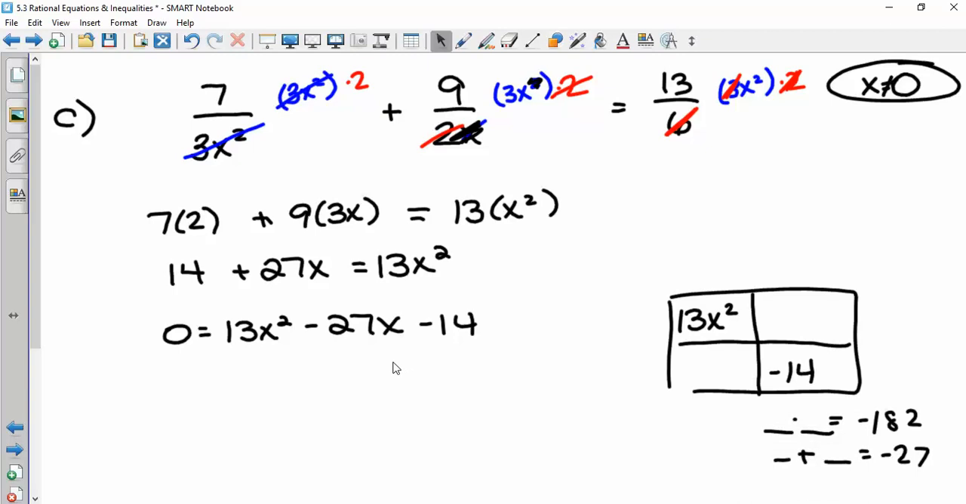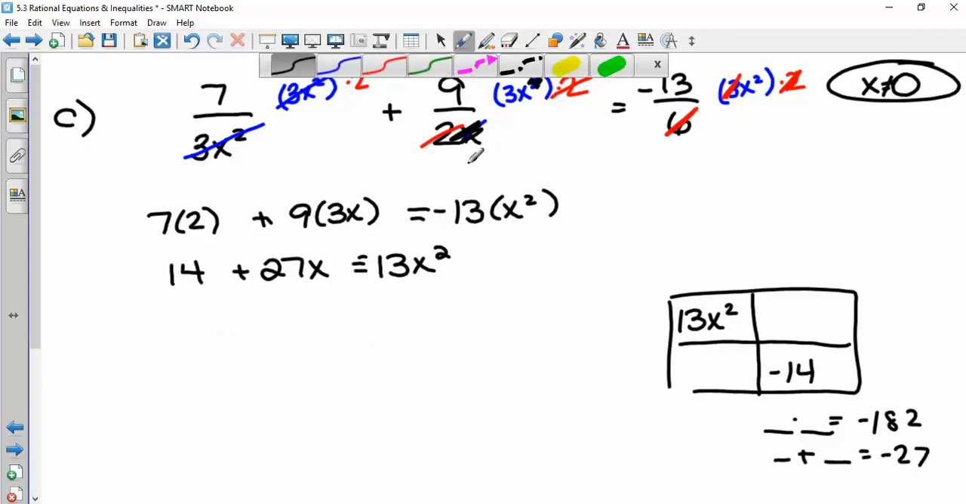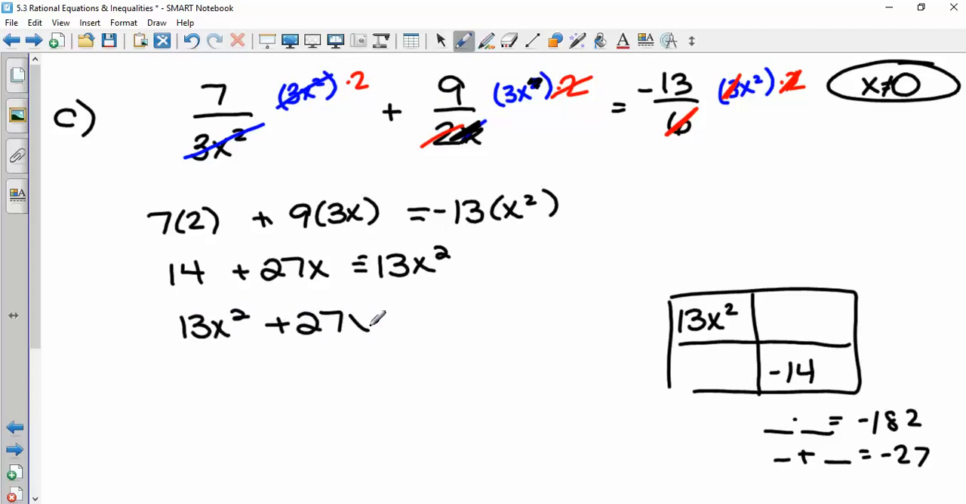Can I make a change to this problem? Because this isn't going to work and I really intended this problem to work nicely. Can I add a negative on my 13 right here in the original problem? That would make it a negative 13x squared. So here, if I bring my 13x squared over, now it's 13x squared plus 27x plus 14 equals 0. So now it's going to work. Sorry about that. So this is a positive 14, so they have to multiply to positive 182 and add to positive 27.